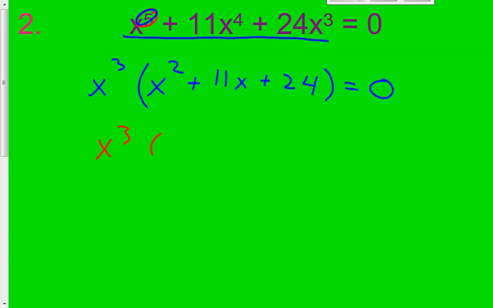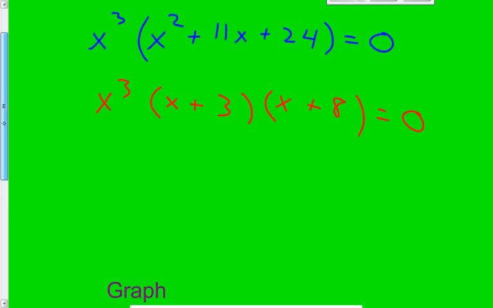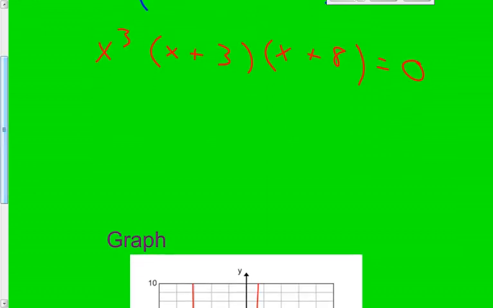So we have x cubed times 2 different binomials, x and x. If we have a positive 3 and a positive 8, that makes it positive 24, and your inside and outside terms, 8x plus 3x, make 11x. So there we have it factored. Once you have it factored, let's set all of these terms equal to 0.